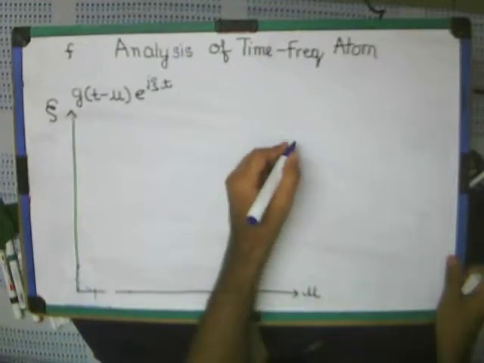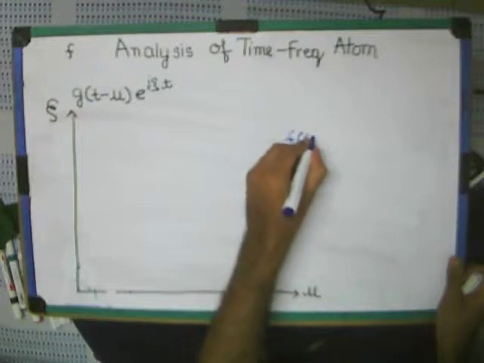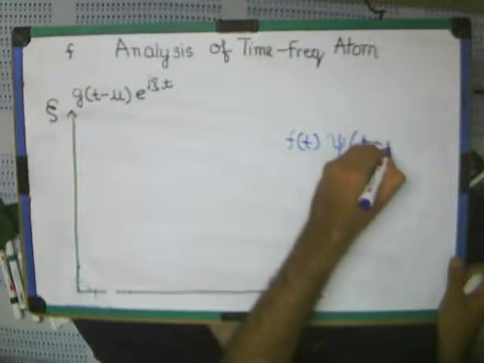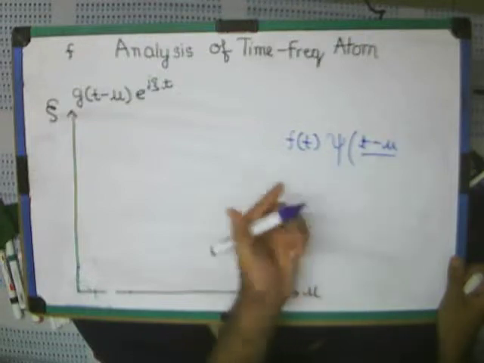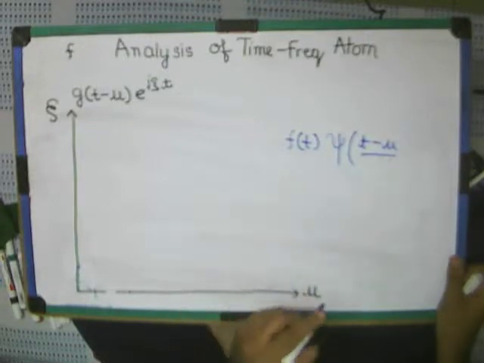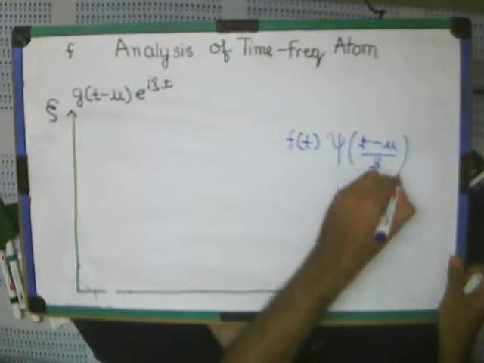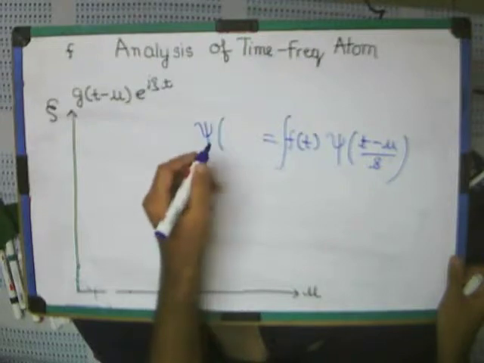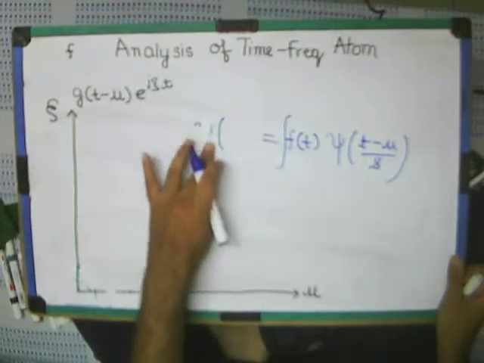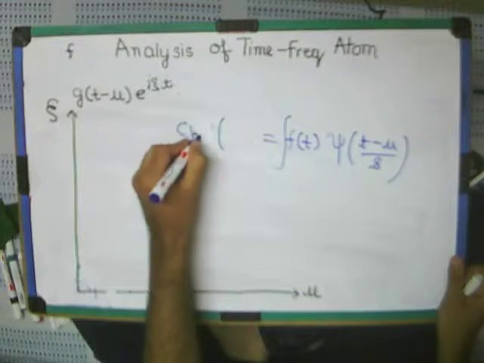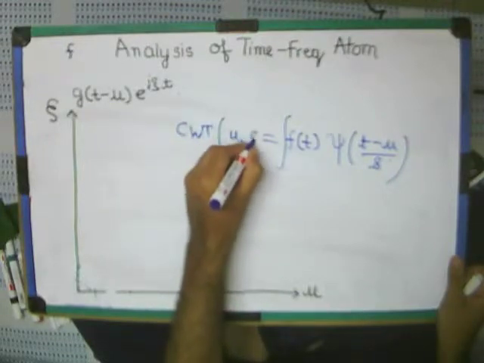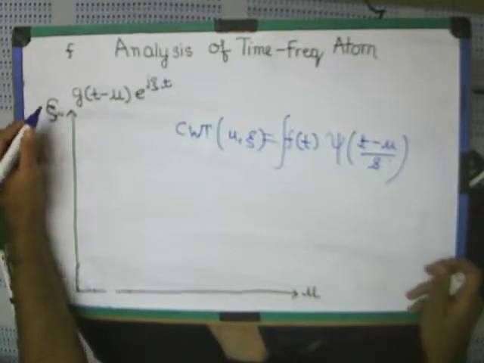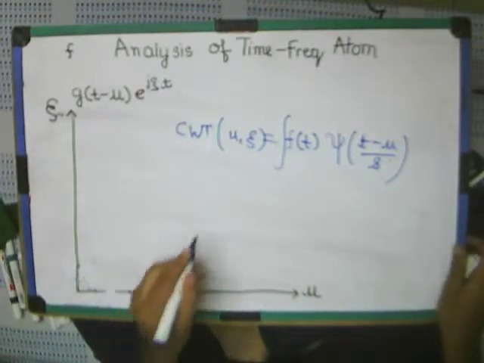In wavelets, what is the formula? F of t, psi of t minus u by zeta, or t minus u by s. Okay, this is the formula for the wavelet, CWT, continuous wavelet transform. So now let me take an example.